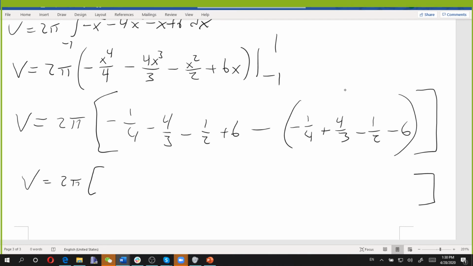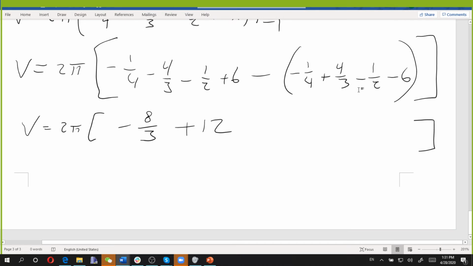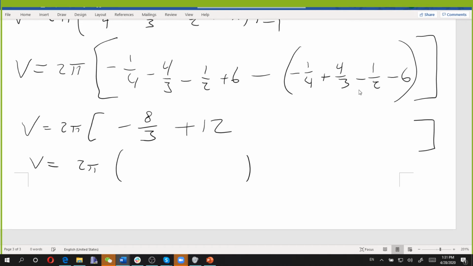Okay, so I've got negative 1/4 plus 1/4 will cancel. Negative 4/3 minus 4/3 is negative 8/3. Negative 1/2 minus negative 1/2 is negative 1/2 plus 1/2, which will cancel. 6 minus negative 6 is 12. So we'll get our common denominator and multiply by 2 pi, or 56 pi thirds.